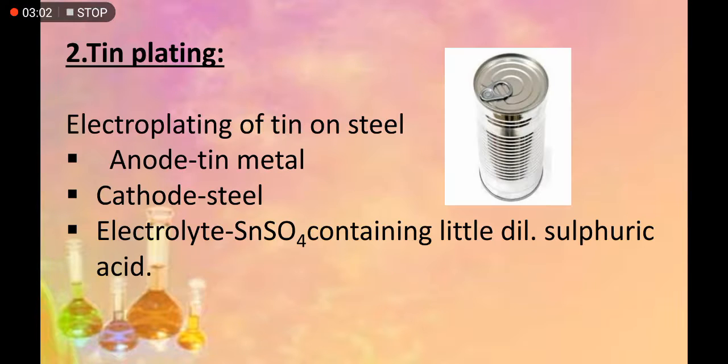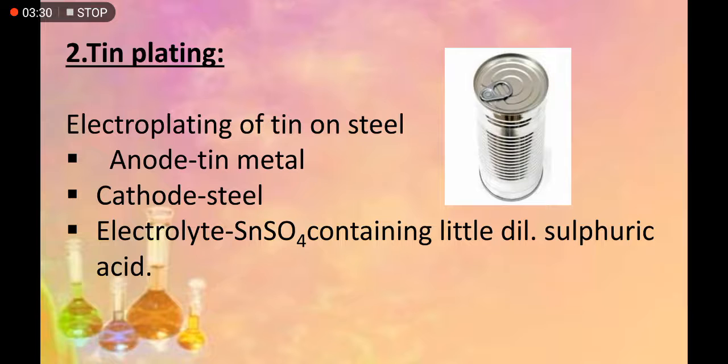Our second electroplating is about tin plating, and in tin plating we will deposit tin on steel. Students, you have heard about tin plated food cans. Why do we use these plated cans? Why do we not use iron cans? We can easily use steel cans or iron cans.